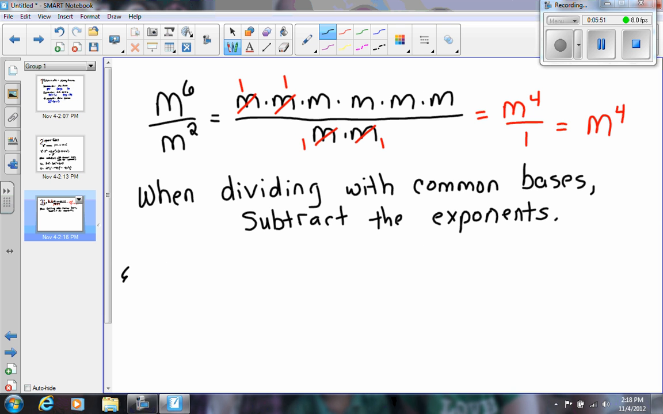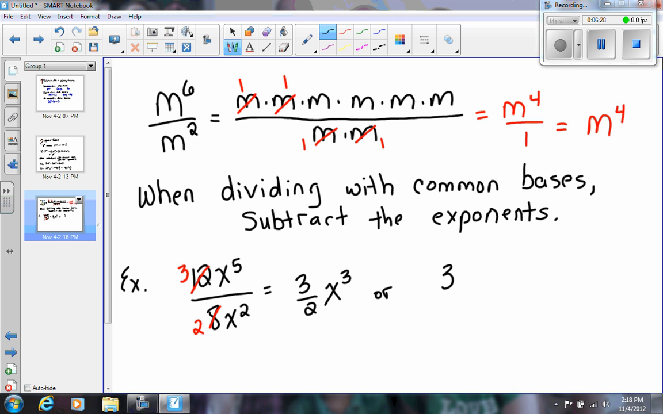So, for example, if we have 12x to the fifth over 8x squared. Well, I can do a little bit of reducing of fractions. I know 4 goes into 12 3 times, and 4 goes into 8 2 times. So I'm going to have 3 halves. And then I can take x to the fifth divided by x squared. I'm going to subtract the exponents, and I get x, 5 minus 2 is 3. So I can write it like this, or I could say 3x cubed over 2. Either one, those would be equivalent.